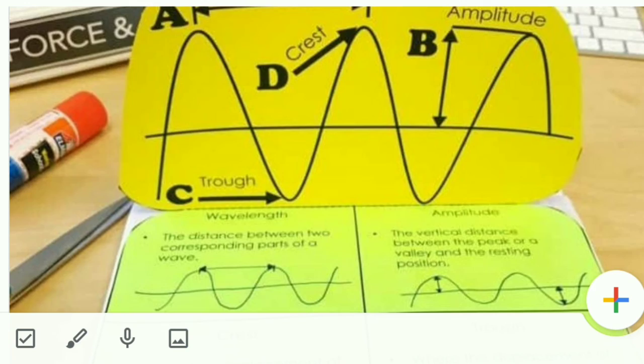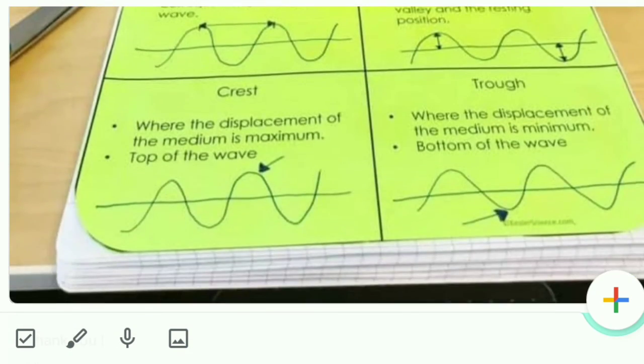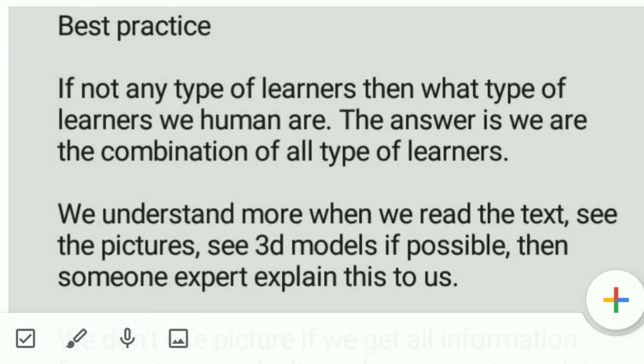So here comes the question, what is the best practice? If not any type of learners, then what type of learners are we humans? The answer is we are a combination of all types of learners.